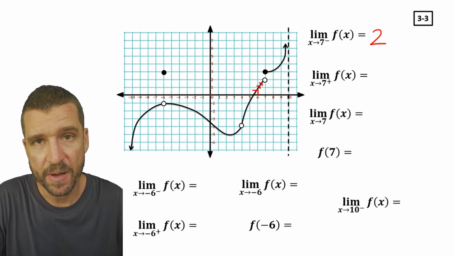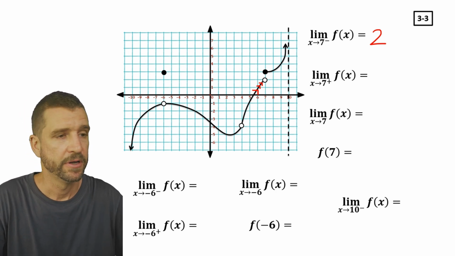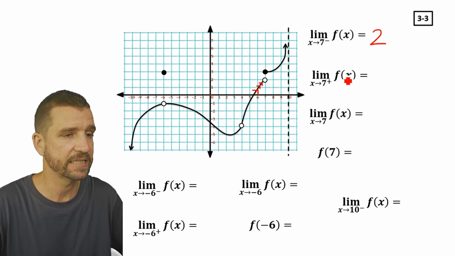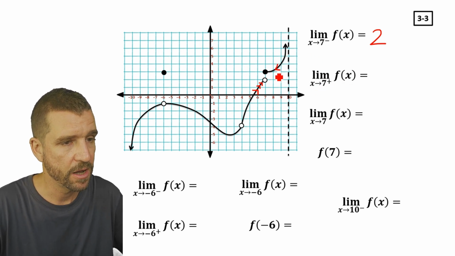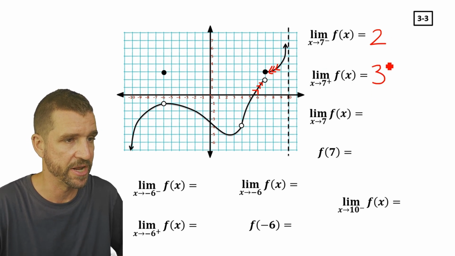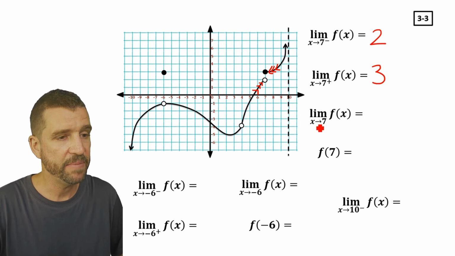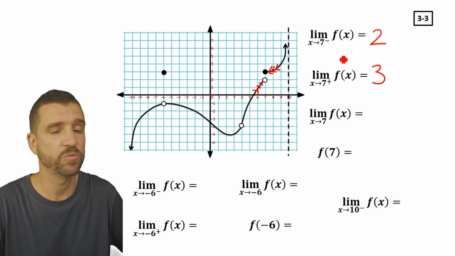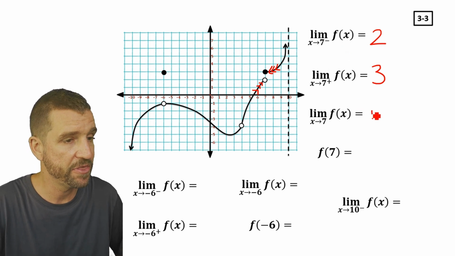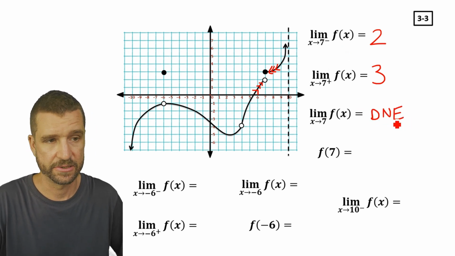All right, so I hope you paused the video and tried these on your own. Let me show you the answers. The limit as x approaches 7 from the right: we approach from the right, and as we approach 7 from the right, we are approaching 3. The limit as x approaches 7 of f of x: we can see that the left and the right do not equal one another. Therefore, the limit does not exist.